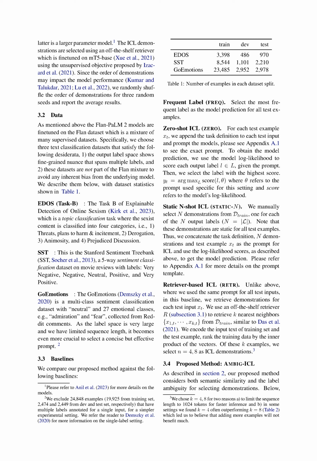Section Summary. The Task B of Explainable Detection of Online Sexism involves classifying sexist content into 4 categories: threats and incitement, derogation, animosity, and prejudice discussion. The baselines for this task include selecting the most frequent label, using zero-shot and static n-shot demonstrations, and using a retriever to retrieve nearest neighbors for each test input. The proposed method, Ambiguity-Aware, considers both semantic similarity and label ambiguity to select demonstrations for each test example.